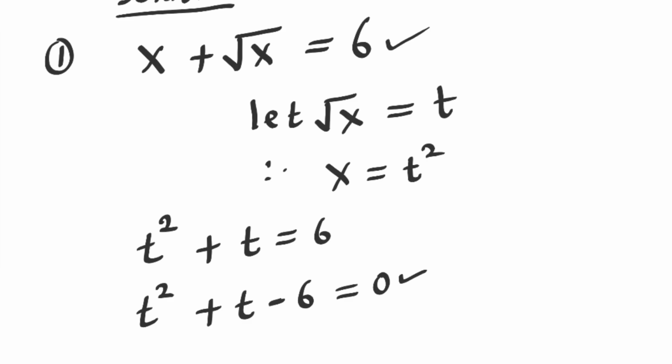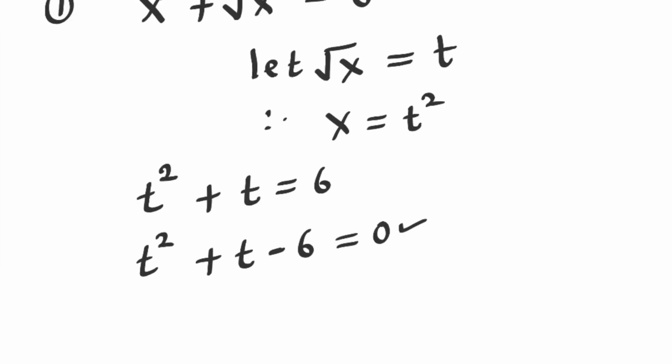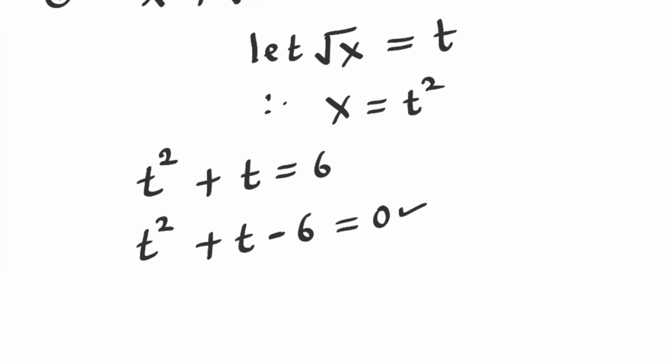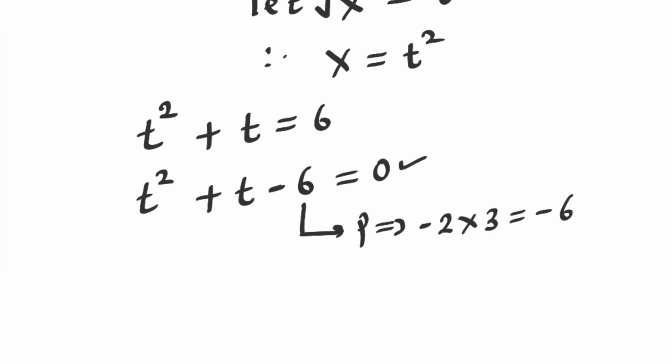This is a quadratic equation now. Let us solve this using factorization method. Then we look for two numbers so that the product will be equal to minus 6 and the sum will be equal to 1, which is the coefficient of t here. Now here we have the product. If you have minus 2 multiplied by 3, this is equal to minus 6. Then the coefficient of t here is 1. If you have the sum, minus 2 plus 3, this is equal to 1.